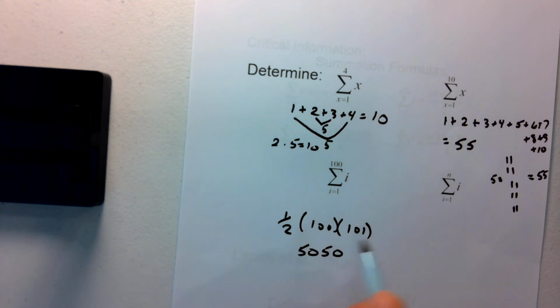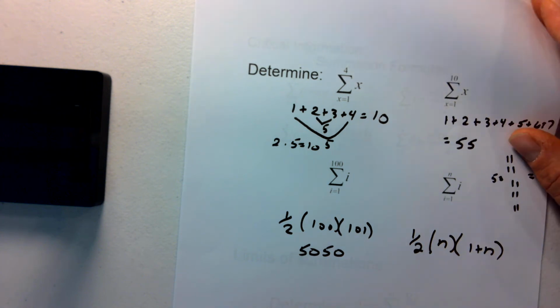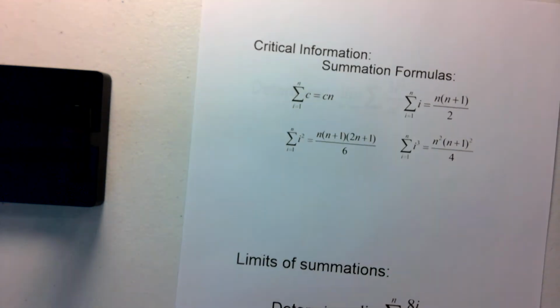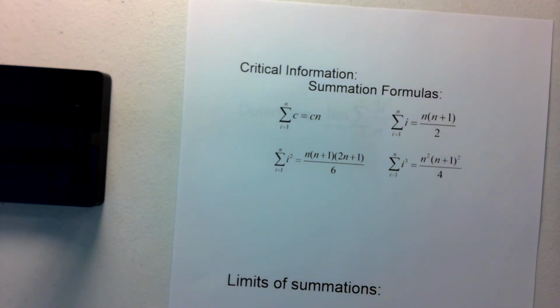Well, how do we get this over here? We took 1/2 of the upper bound, so our n value, and we multiplied it by 1 plus that upper bound, the nth term. So we get 1/2 of n times 1 plus n. And that's going to lead us into some formulas that we need to know and recognize.